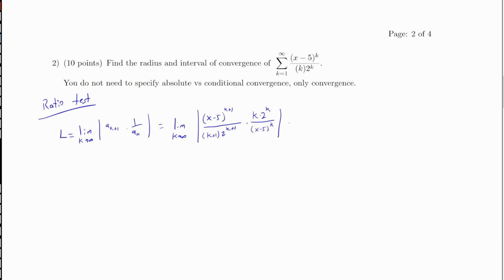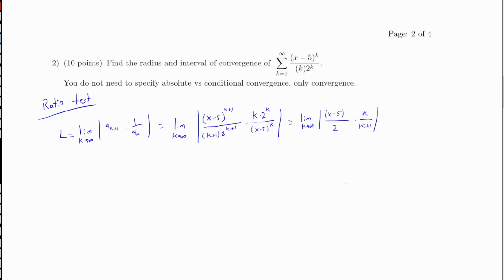Okay, so now let's do some simplifying. The x minus 5s are like base. We subtract the exponents, so we'll just get an x minus 5 to the 1 power. Likewise with the 2s, when I cancel, I'll just be left with the 2 in the denominator. And then we have a k over k plus 1.